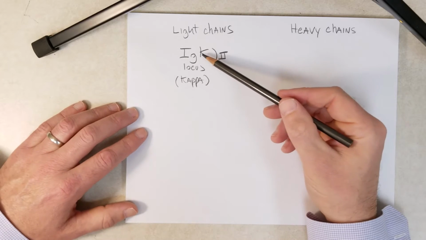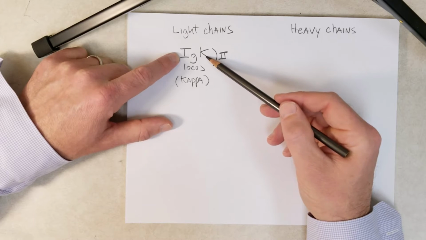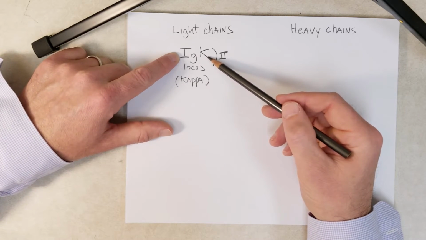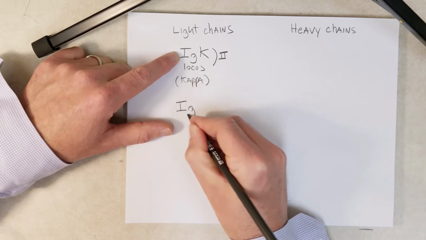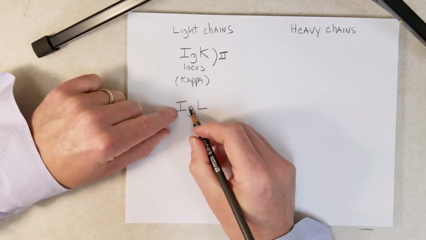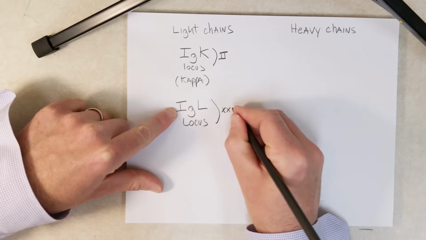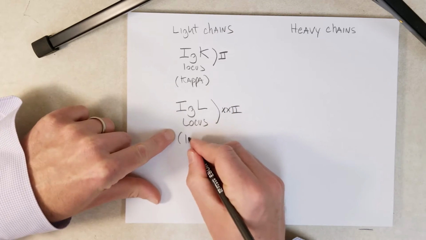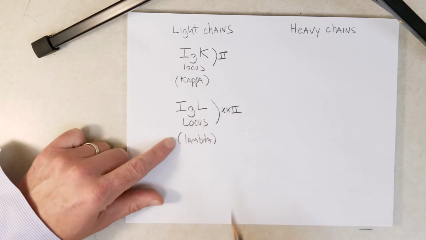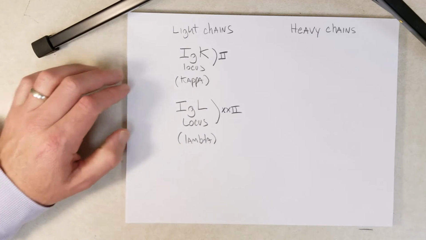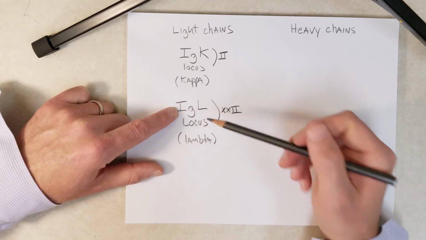So every human has 2 IgK loci. The IgK locus is responsible for producing one of the light chains. Now, humans also have another locus that can make a light chain. That's called IgL, the IgL locus, which is on chromosome 22. This is called the lambda locus, and it is also responsible for producing a light chain.